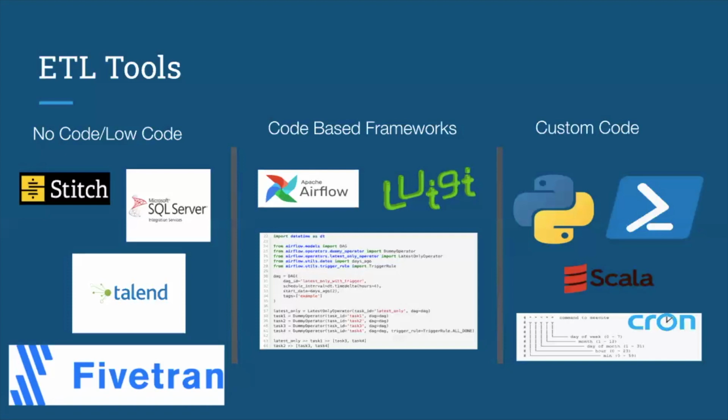So custom code is exactly what it sounds like. It really could be any language you want, whether it's Python, PowerShell, Scala, Java, whatever you feel like, really, technically. It's just basically whatever you want to do. And then you're going to have to set up something probably with cron. You're going to have to develop your own metadatabase to track dependencies. And there's a lot of extra lifting involved in this option.